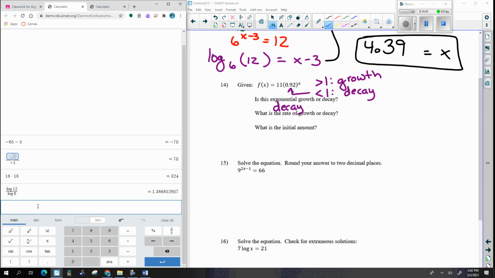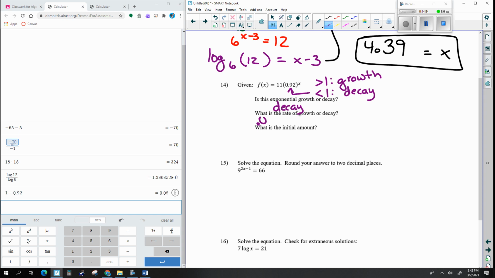How much away from the number 1 is this? Let's take a look here. 1 minus 0.92 says that it's 0.08 away. So how far is it away from the number 1? 0.08, which implies 8%. Move the decimal 2 places. The initial amount is always that outside number. Don't mess with it. It's always that outside number, and that's 11.